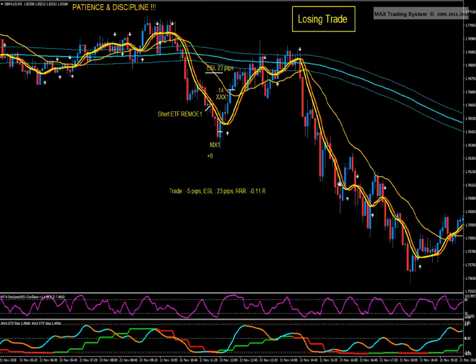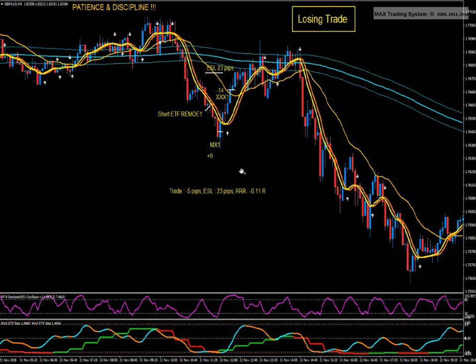So, of course, we don't have a 100% winning rate. We have losing trades. With the MAX, we have a winning rate of approximately 70%. Sometimes a little less, sometimes a little more. It depends on the market conditions. It depends also on the time frame. Generally speaking, with a higher time frame, we have a higher winning rate. But it depends mainly on the market condition. But when we have a losing trade, the losing trade always has a very small loss.